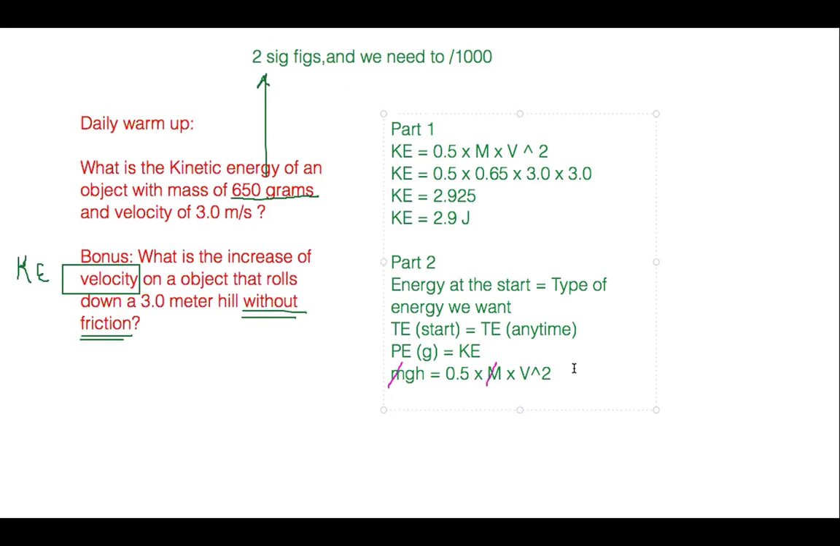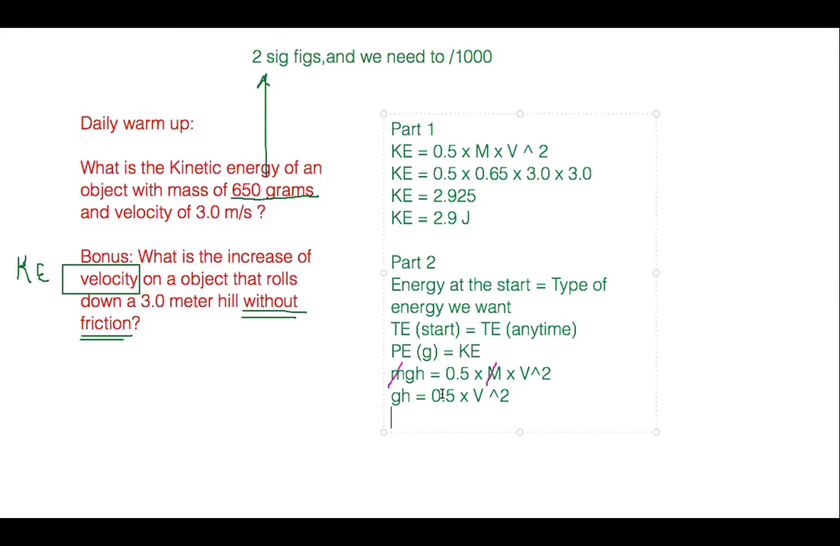We got rid of the mass. That's nice. So we just have gh is equal to 0.5 times velocity squared. Well, that's what we want to know. So just by following this method I taught you, total energy at the start is total energy at any time, at the time we want, we're able to work through this problem and we actually have enough information. So we can continue to simplify.